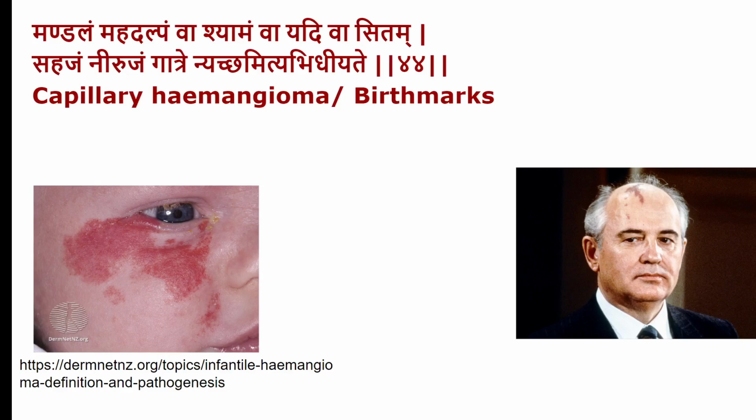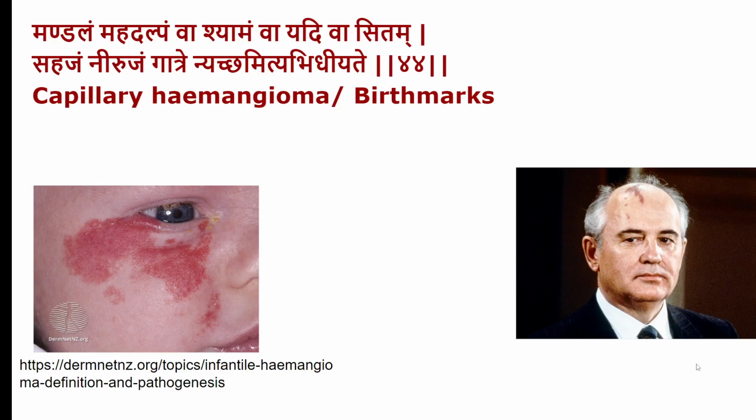Then the other birthmarks are: mandalam mahat alpam va samam va yadi vasitam sahajam nirujam gatre netcham ityabhidhiyate. Nyaccha is another condition where you will have a bluish colored or whitish colored spot having a regular shape. We call this a geographical shape, and that's called a nyaccha, sahajam. It's at the time of birth only. These birthmarks are typically the capillary hemangiomas. Capillary hemangiomas are quite common.